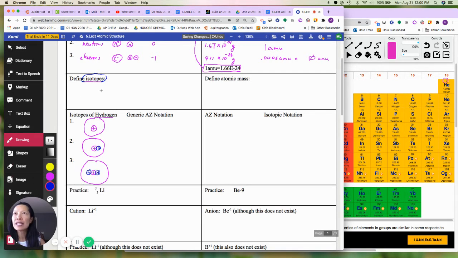Okay, so go ahead and tell me, what are isotopes in your own words? Will you please pause the video and write some things down that you notice about these three isotopes of hydrogen? What's the same? What's different? Go ahead and write that down.